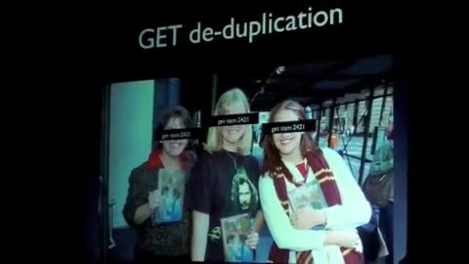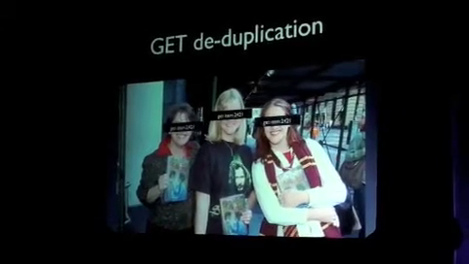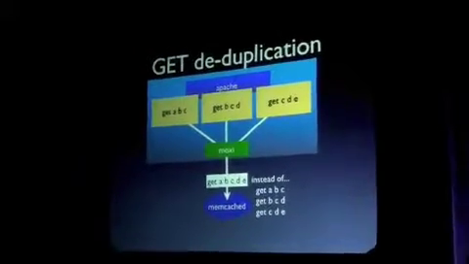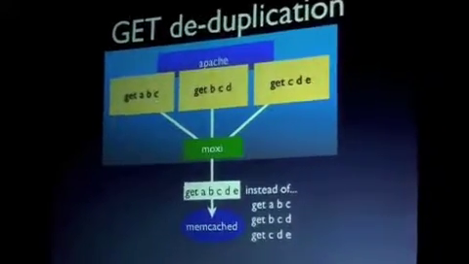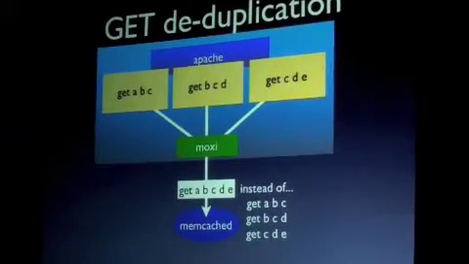Other features include on-the-fly get deduplication. So if you have a bunch of clients all asking for like the same hot item, Moxi will notice that, hey, there are all these concurrent requests for the same stuff, and it'll actually send on just like one request for those certain keys and demultiplex information on the way back.